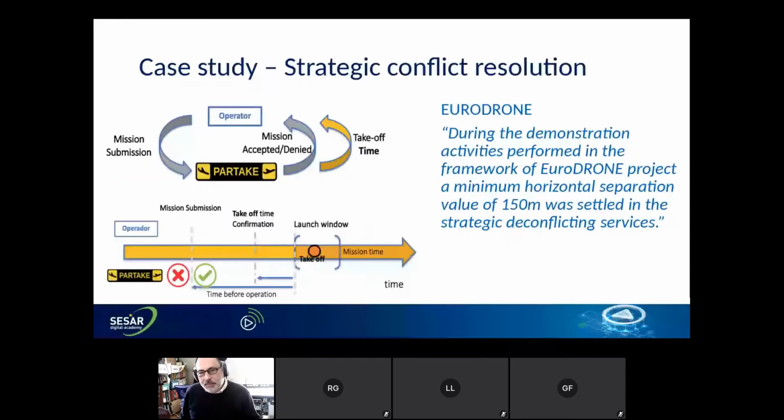The second service I'm interested to talk about today is the strategic conflict resolution. And one of the demonstration projects, Eurodrone, was focused on vehicle-to-vehicle communication. But as part of the project, they developed a strategic conflict resolution tool, which they called Partake. And they did quite a lot of measurement of this tool, both in simulation and real flight operations. And they were beginning to produce operational requirements based on their experience, on first-hand examination, and they produced this proposed figure of 150 meters for the separation during these early stages of U-Space implementation.